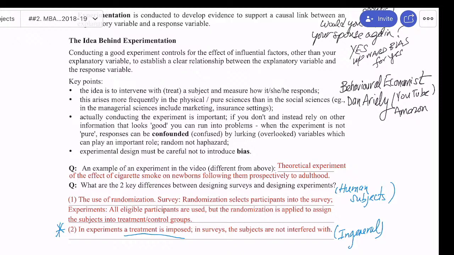So that's the main thing I'm going to say as the difference. In the case of surveys, you select participants into the survey, but in experiments, you use all the ones that present themselves. So that's a distinguishing feature for human subjects, I'd say.